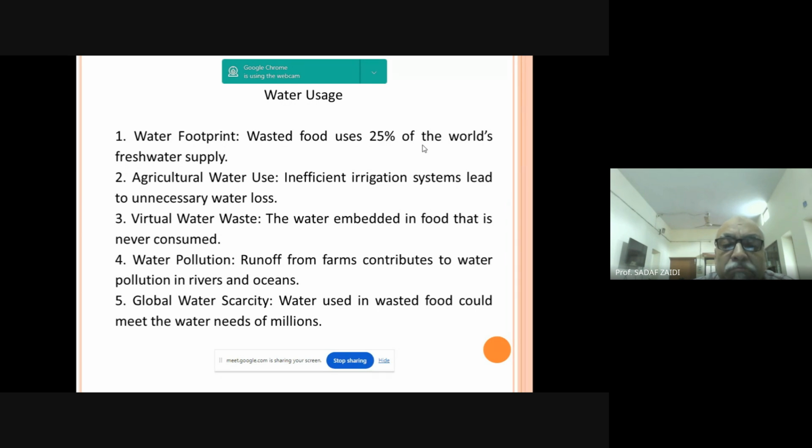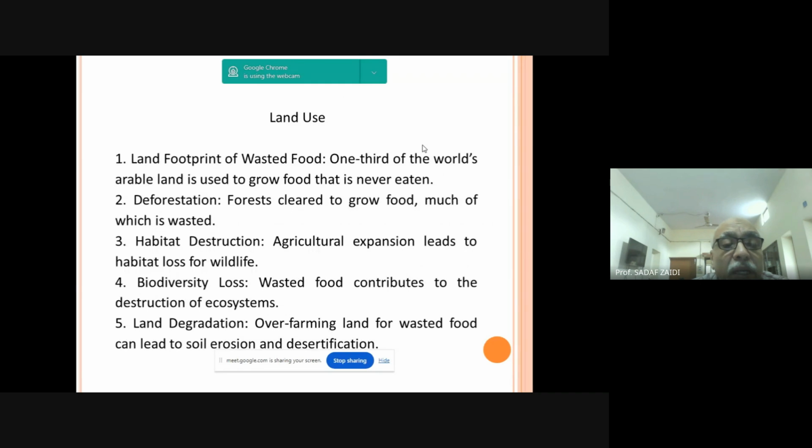Then from the farms, the water that is run off, it goes to the rivers and oceans and it pollutes them. And then global water scarcity, water used in wasted food could be used to meet the water needs of millions. So we are wasting the water in the food, and that could have gone to the millions of people that are without water.